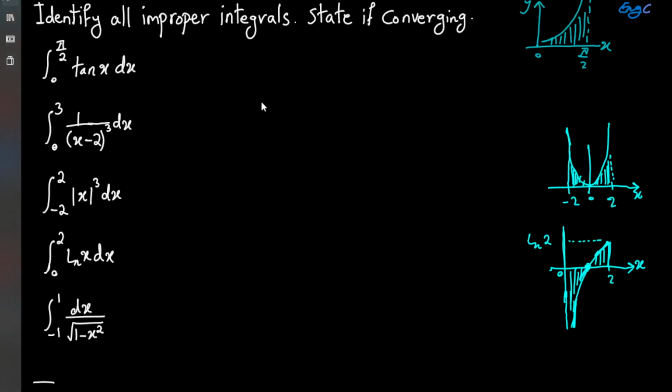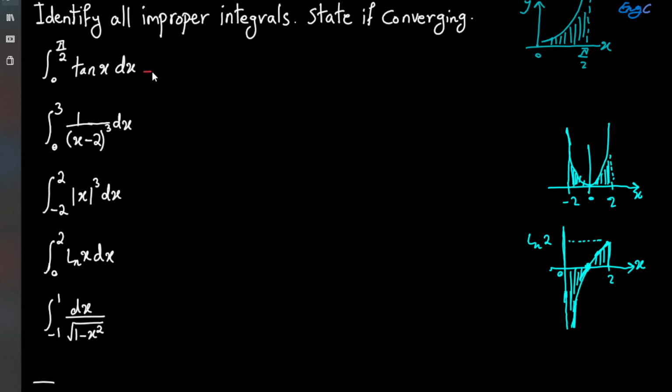Identifying improper integrals out of the ones listed here is what we're interested in, and we want to state whether they're converging or not. The first one, integral from 0 to pi over 2 tangent x dx, is graphically illustrated here, x-axis 0 to pi over 2, and the integral is saying under the tangent curve, what is this area? Tangent at 0 is 0, but tangent of pi over 2 goes to infinity, is not defined. So obviously, because of that, this integral is improper, is not ordinary.